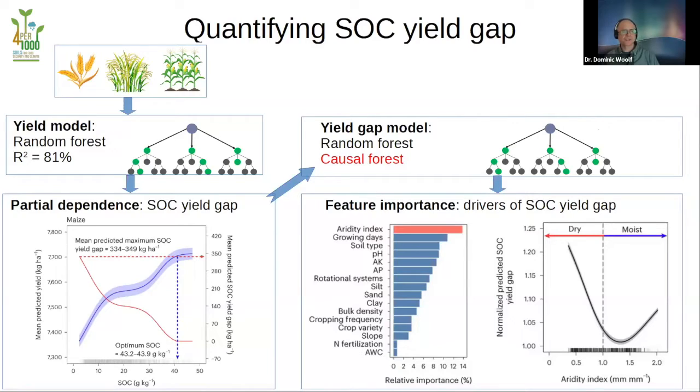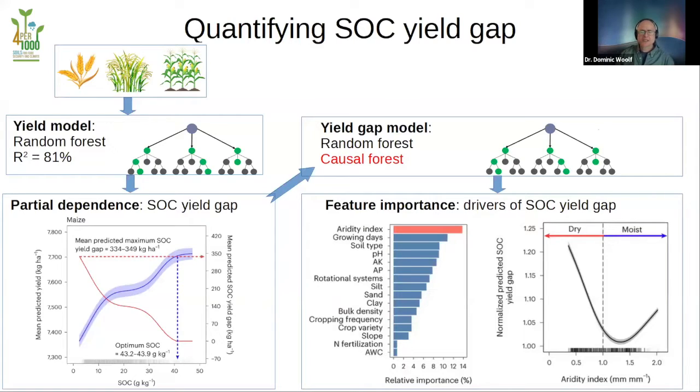So that gives us confidence that the data are able to actually provide us a good insight into the underlying processes. From this machine learning model, we can then tease out the impact of soil organic carbon alone in what's called a partial dependence plot, which you see in the bottom left. That then allows us to define something that we call the soil organic carbon yield gap, which we define as the amount by which yields could be improved if we improved soil organic carbon. So it's a yield gap due to soil organic carbon.